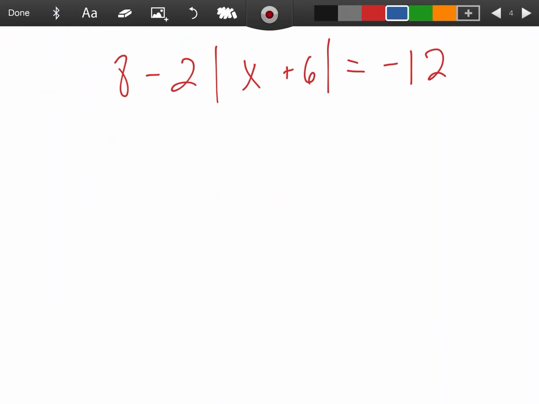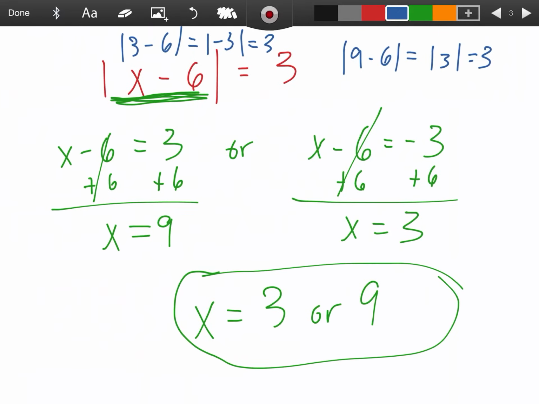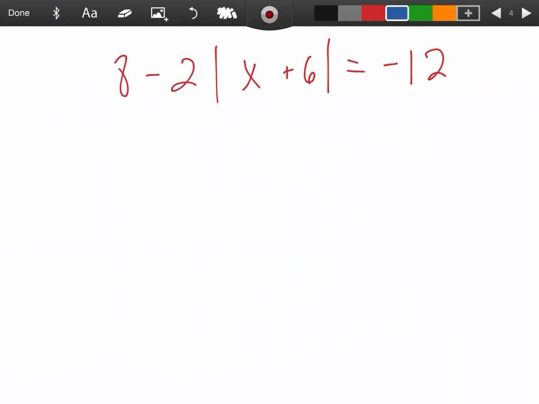Now in this last example, I wasn't just given the absolute value on one side, right? In this example, all I have is the absolute value of x plus 6 with other numbers around it. So our first step is that we want to get that absolute value alone, and that's everything within the absolute value bars. We'll use inverse operations in order to get just the absolute value of x plus 6 by itself.